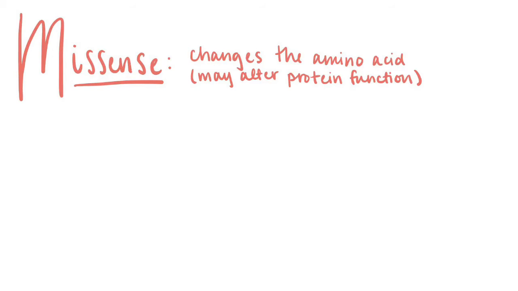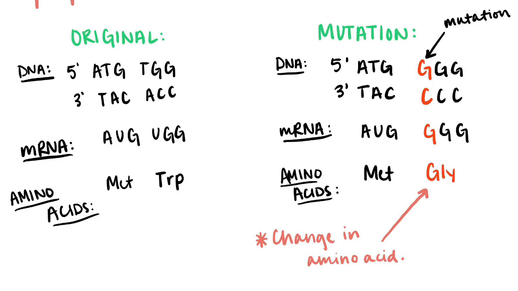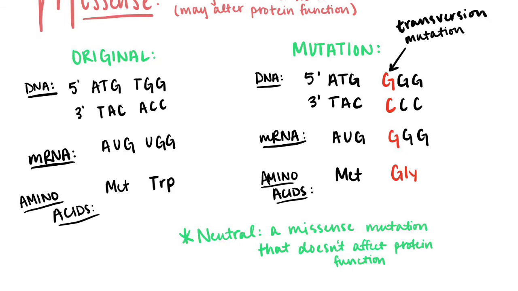Our first effect is known as missense. A missense changes the amino acid by changing one of the bases. In looking at our example coding strand, we can see how changing one base changes the entire amino acid that is coded. A neutral missense is the same thing, but the mutation has no effect on the protein function.